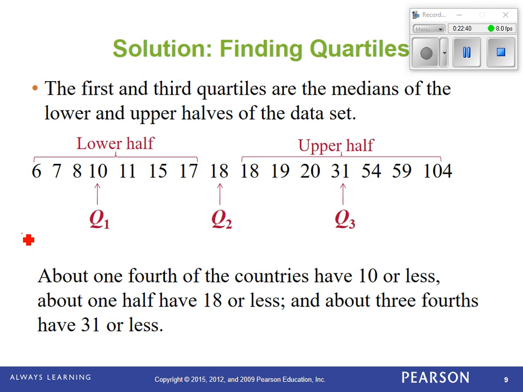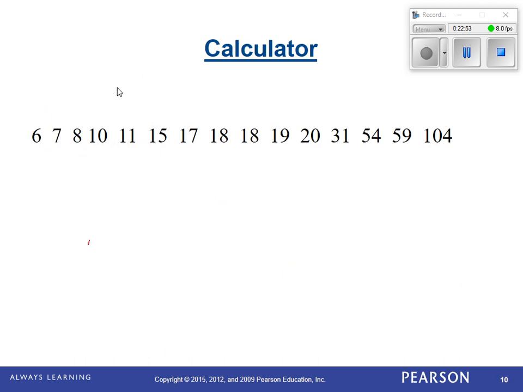What's wrong with this set of data? Not really wrong, but what's sort of messing up this set of data? That 104 is quite a ways out there, isn't it? So we're gonna learn something about that too here in a minute.